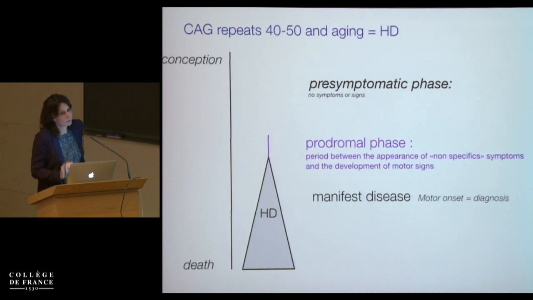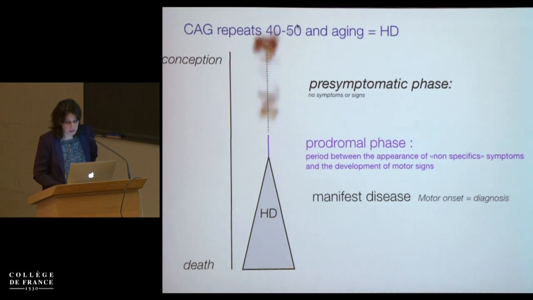So if you think, what do you need to get Huntington's disease at the end? You need the CAG repeat expanded, and you need to age. And then you have this pre-symptomatic phase. I don't really know what's happening there, but I'm going to tell you more about it. And you have this phase where a lot of people were thinking about the prodromal phase, where things start going wrong.